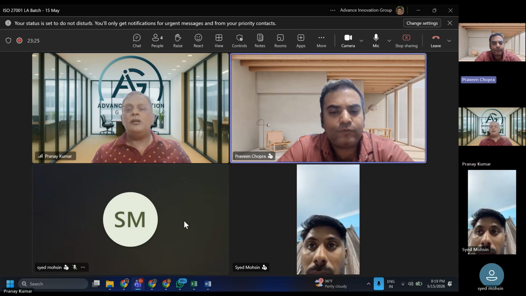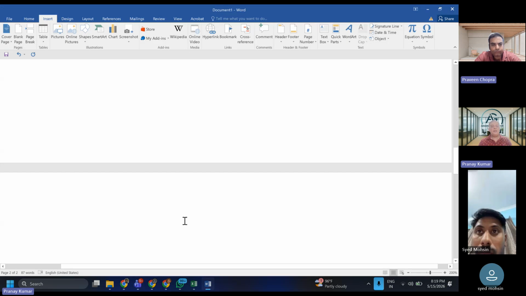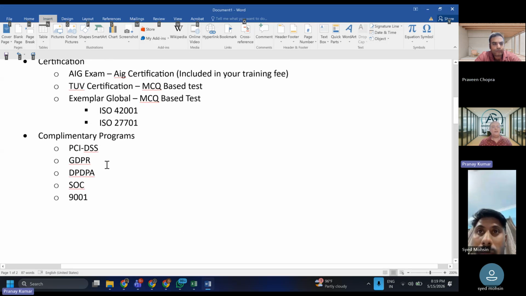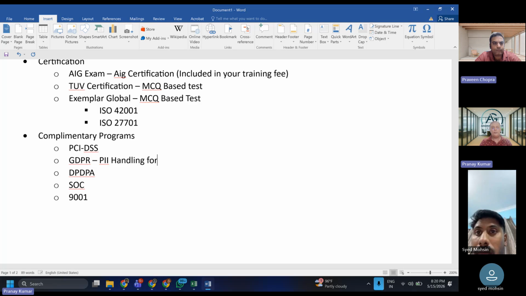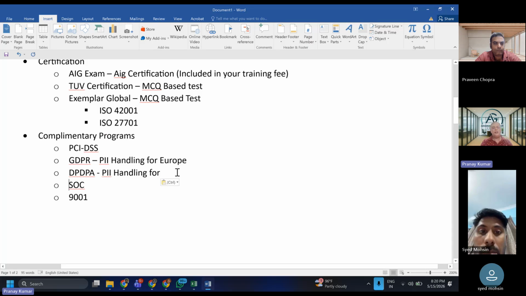So PCI DSS is for payment gateways, right? Then you have GDPR for PII handling, personally identifiable information handling for Europe. While DPDP is data protection, the same PII handling for India. This is the same certificate, but it is for India. This is a big wave that is coming. SOC is a very important certification in cybersecurity. If you want anything else, I can give you that as well.